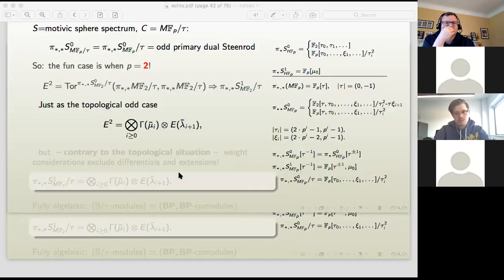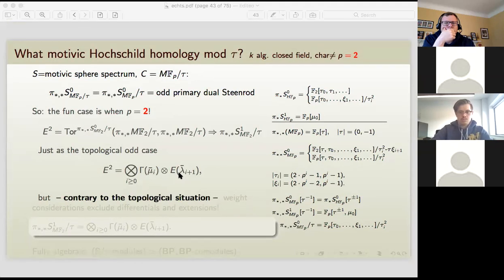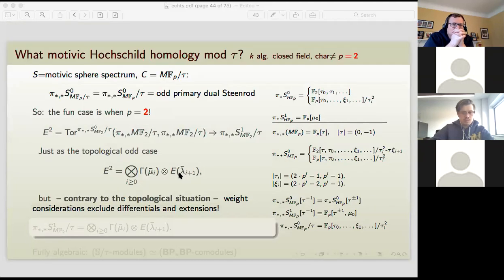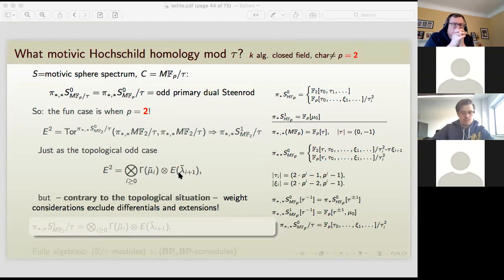But now something strange happens. And this is totally different from the topological situation where you had an enormous carnage from differentials, and in the end you had a lot of extensions. Weight considerations, you just sit down and you calculate, you find some strange linear combinations of filtration, weight, and degree. You find that there cannot be any extensions or differentials. This is the E infinity page.